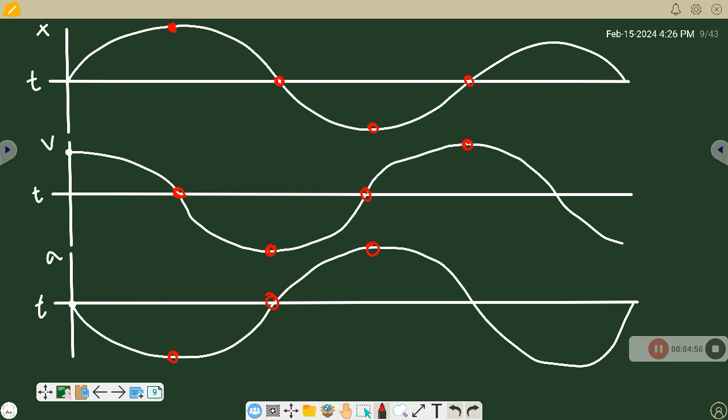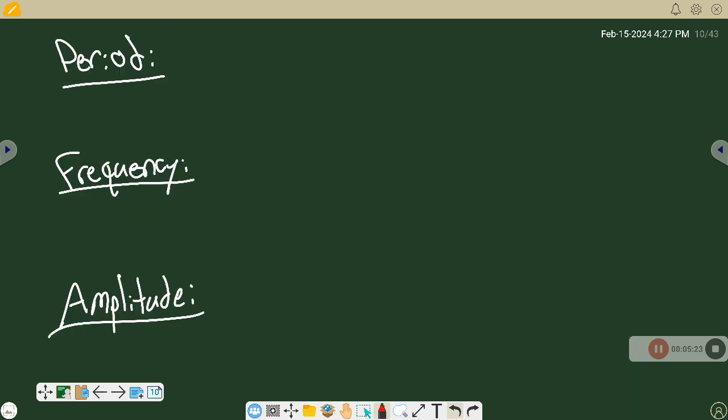We have a high amount of velocity and zero acceleration, and that pattern repeats over and over and over again. These key points are things that the AP test likes to ask you about a lot. They like focusing on the far ends of the motion and then the center point, because that's where we can do the most straightforward analysis in terms of understanding the motion of a pendulum like this.